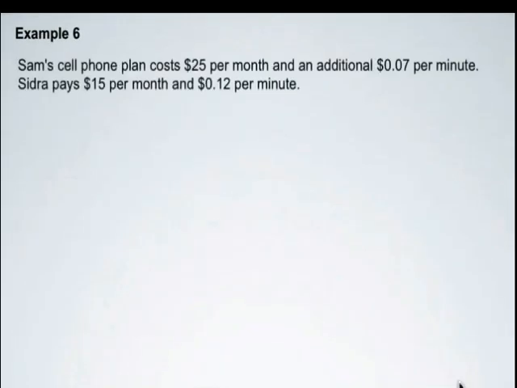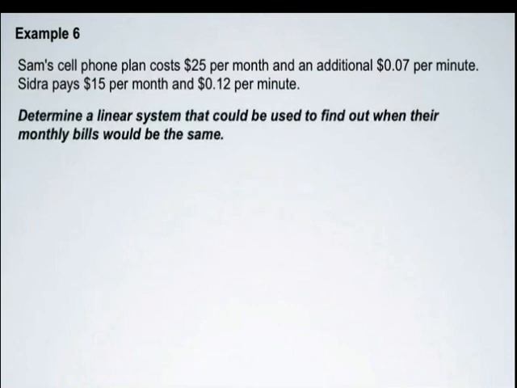So example 6. Sam's cell phone plan costs $25 per month and an additional 7 cents per minute. Sidris pays $15 per month and 12 cents per minute. What I'd like you to do now is determine the linear system that could be used in order to find out when their monthly bills would be the same. So the amount of phone time that they would use in order to have the same bill.